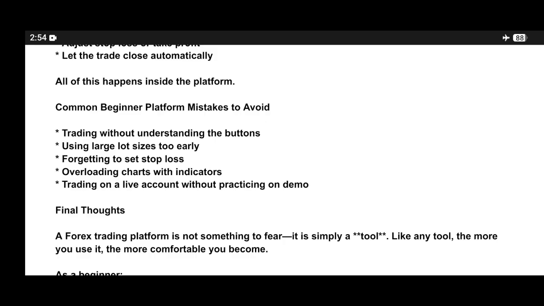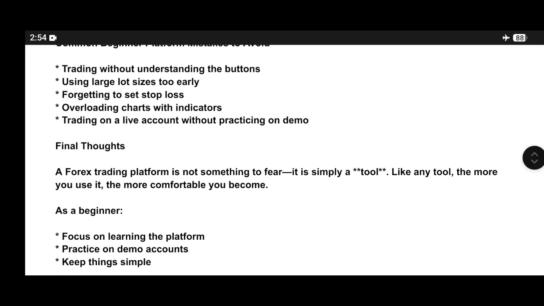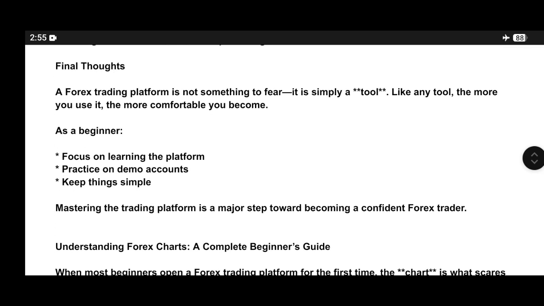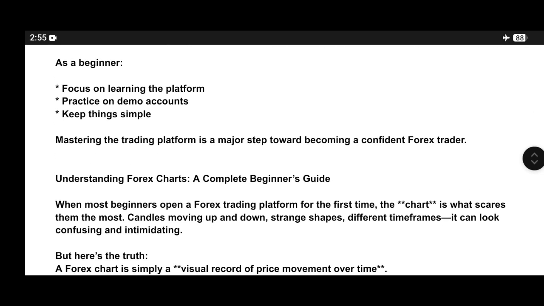My final thought on this section is this. A forex trading platform is not something to fear. It is simply a tool like any tool. The more you use it, the more comfortable you become. So as a beginner, focus on learning the platform, practice on a demo account, and keep things very simple. Are you getting my point right now? Mastering the trading platform is a major step forward to becoming a confident forex trader.